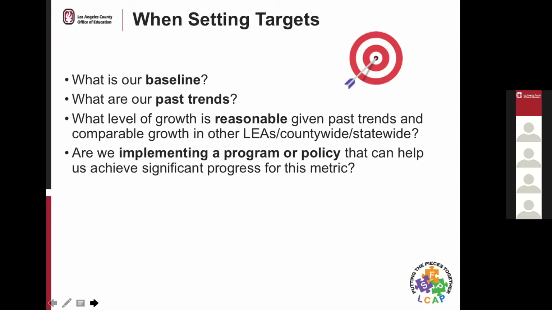And then a few more considerations when setting targets. As you're setting targets and outcomes, it's important to consider some of the following to provide some purpose behind the targets that are set. So what is our baseline? What are some of the past trends? What level of growth is reasonable based on those past trends? And are we implementing a program or initiative or policy that can help us achieve significant progress for this metric? Next slide, please.